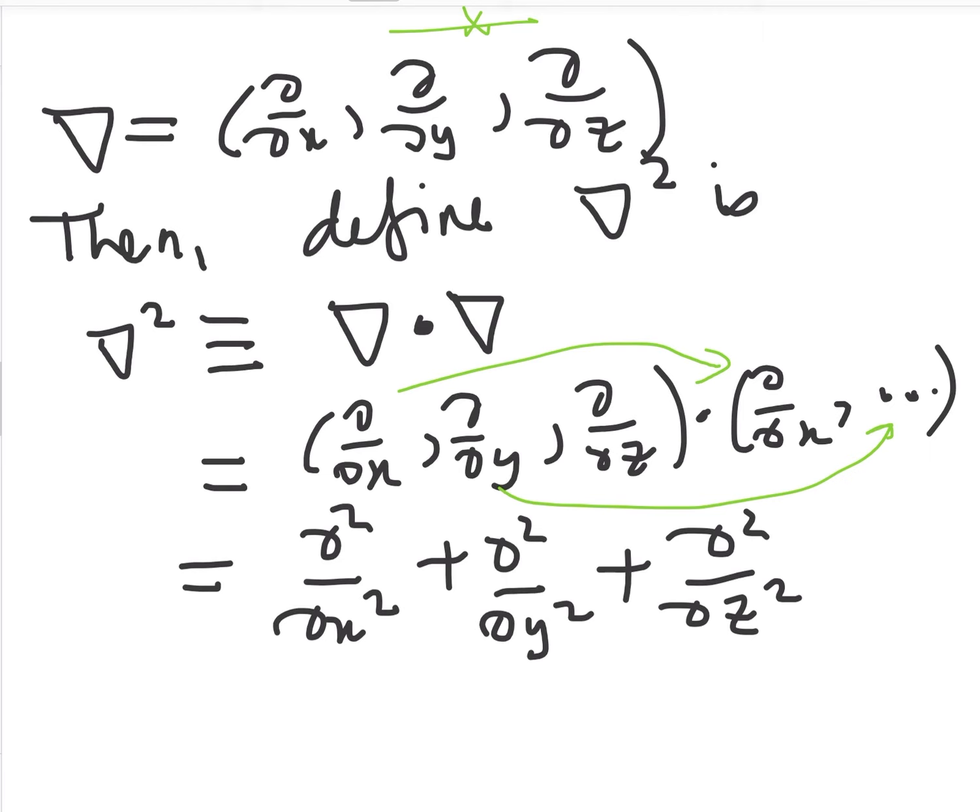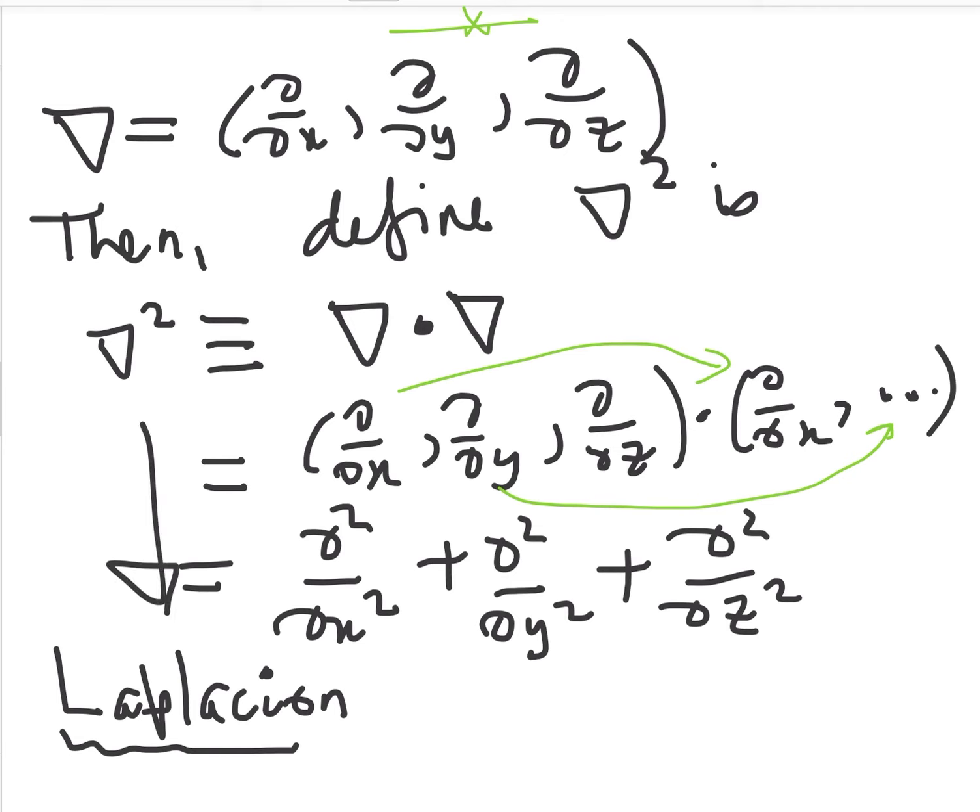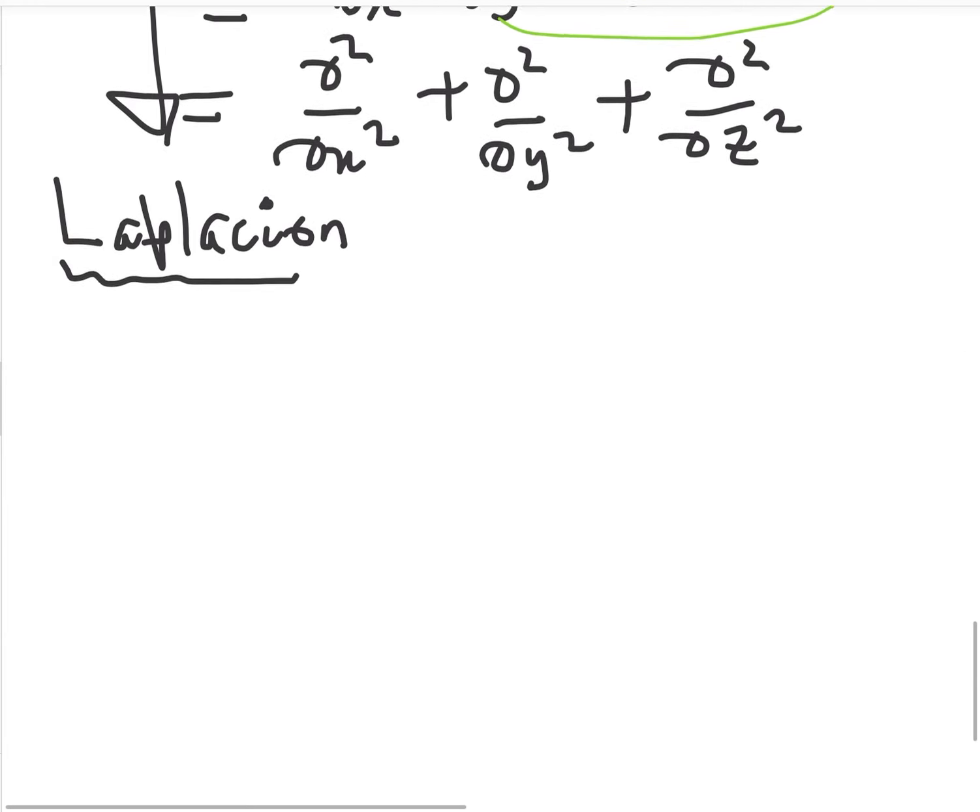And of course, this can be defined very easily. It can be adapted to two components. In two components, you'll just get d2 by dx squared plus d2 by dy squared. This operator is also called the Laplacian. So the del squared operator is sometimes referred to as the Laplacian, named after Laplace, of course.